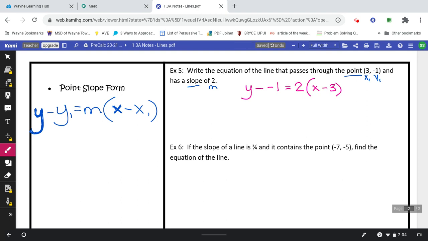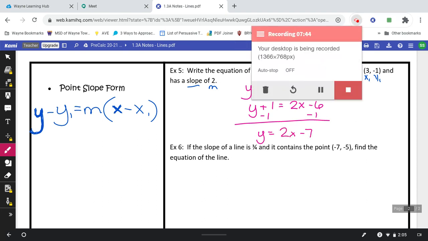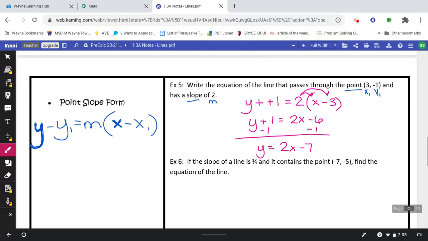From there, you're going to simplify and eventually try to solve for y. So that double negative becomes a positive. I'm going to distribute my 2. y plus 1 equals 2x minus 6. Solve for y by just subtracting 1. So you get a final answer of y equals 2x minus 7.